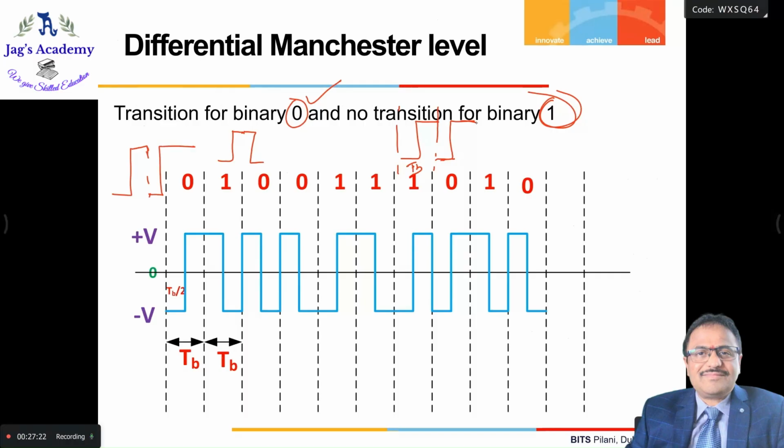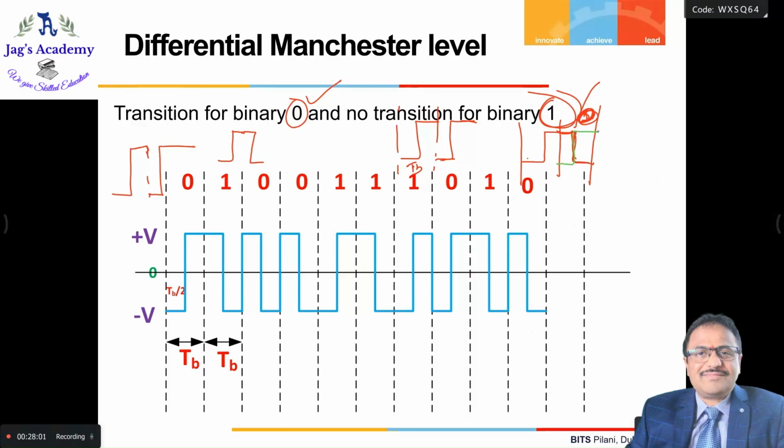Right? Suppose the level doesn't change, say here, you are having it like this. If the next level is like this, see, there is no change, there's no transition from here to here. So if 1 occurs, it won't change its transition. Suppose there's a 0 here, what will happen? It will change the transition, it will become like this. This is what differential Manchester is. Have you understood now?